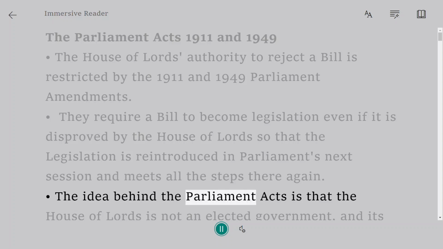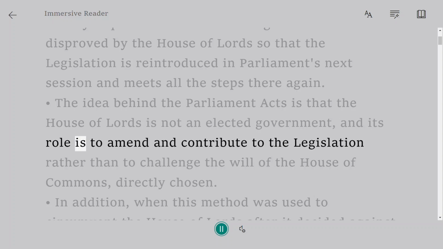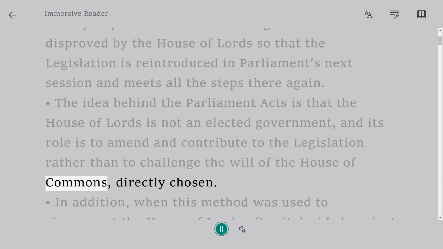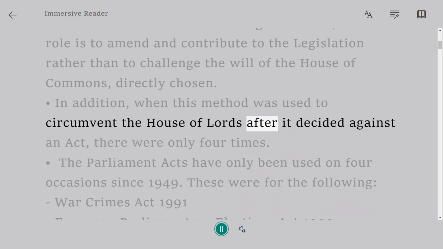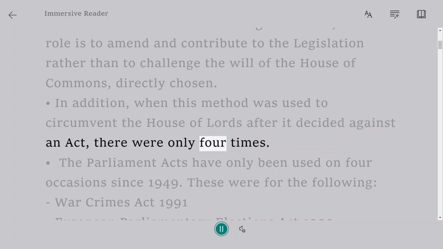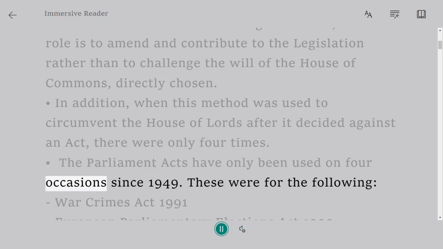The idea behind the Parliament Acts is that the House of Lords is not an elected body, and its role is to amend and contribute to the legislation rather than to challenge the will of the House of Commons, which is directly chosen. In addition, when this method was used to circumvent the House of Lords after it decided against an act, there were only 4 times. The Parliament Acts have only been used on 4 occasions since 1949.